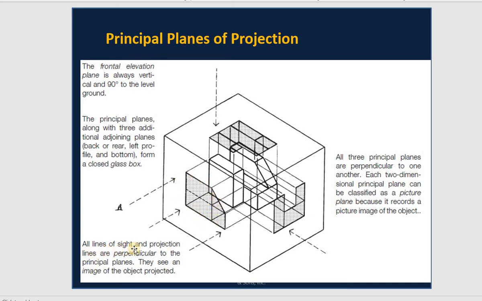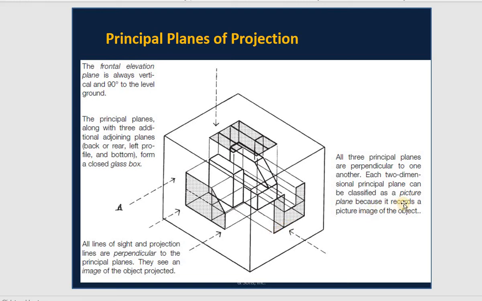All projection lines are perpendicular to the plane. This line is perpendicular, and the plane is perpendicular to the principal plane. The principal plane is the top one, and this one is perpendicular to it. You can see the ray line like this, and the top one like this. The three principal planes are also perpendicular to one another. This one is perpendicular to this one, and the rear or back one is perpendicular to this one.